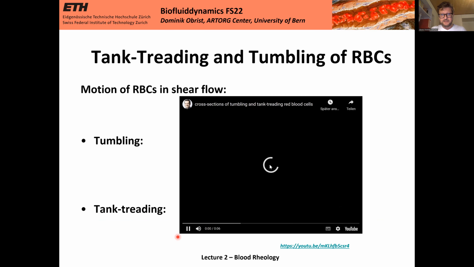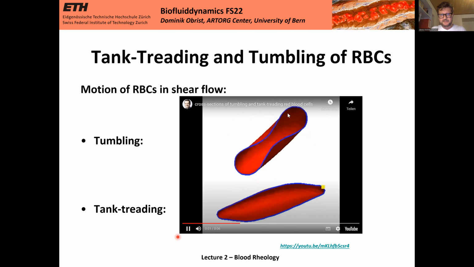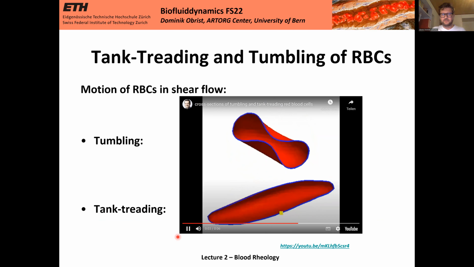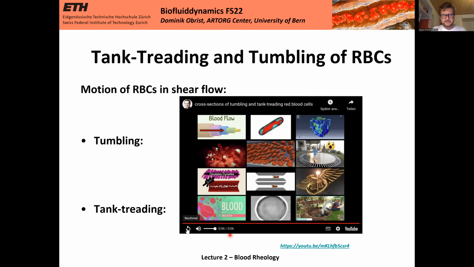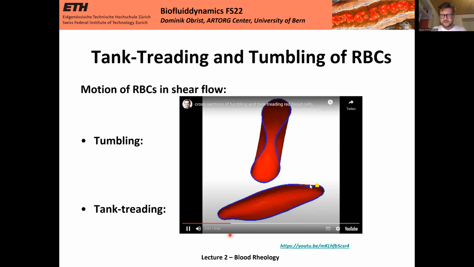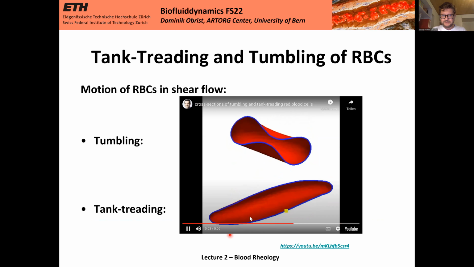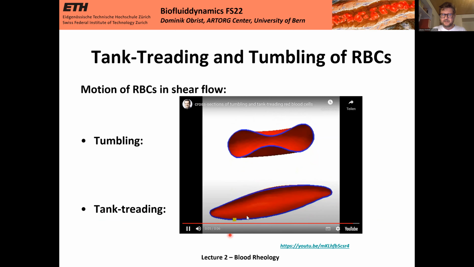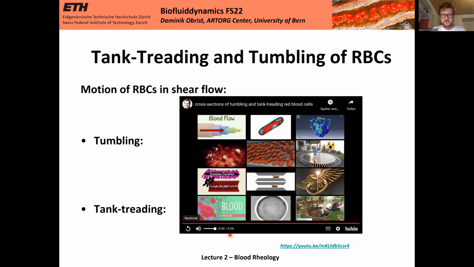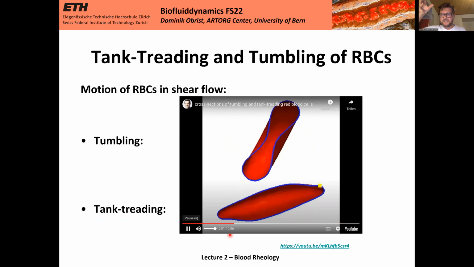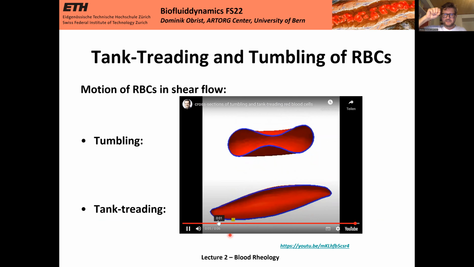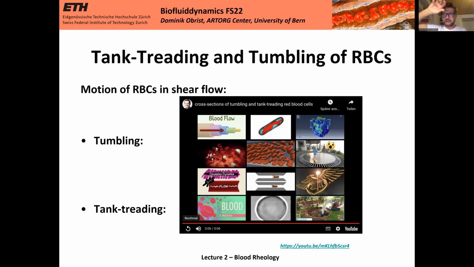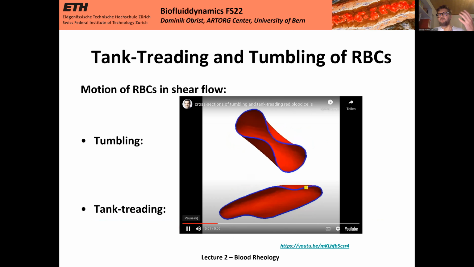We have the tumbling here on top, classical tumbling in clockwise direction. And here we have tank treading in motion, where we see that the overall shape is barely changing. So if you saw only the overall shape, you would not see anything. But if you have a marker on the surface of the red blood cell, you see that surface actually moving.